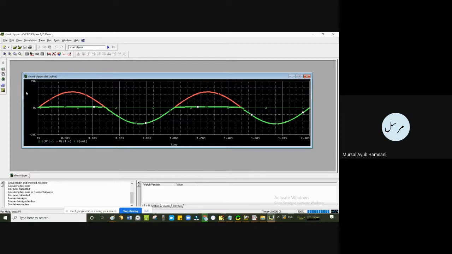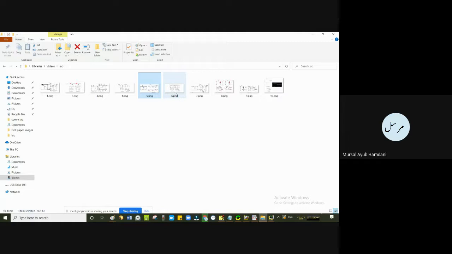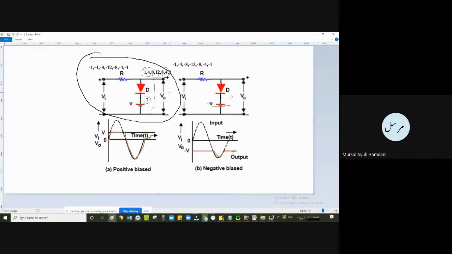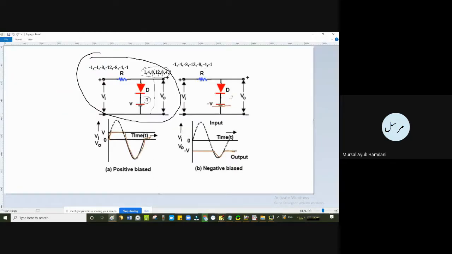Now what happens if we put a voltage value here? If we put a voltage value here, let us suppose 7 volts, what will happen? Let us go back to this, similar circuit, isn't it? Downward direction of the diode, if you can see it's a diode like this and 7 volts. So what will happen in this case? Let us take this example.